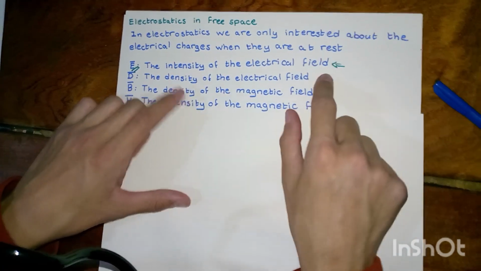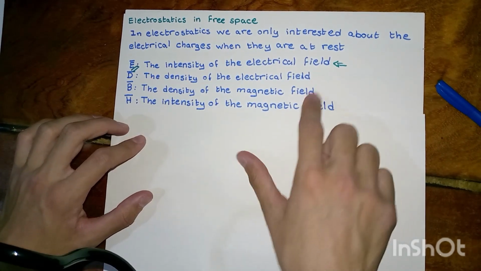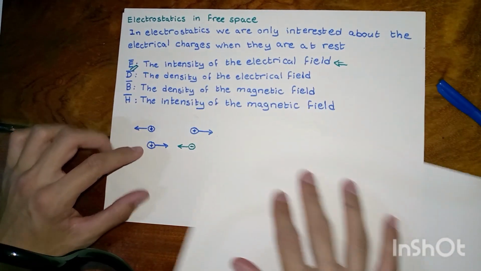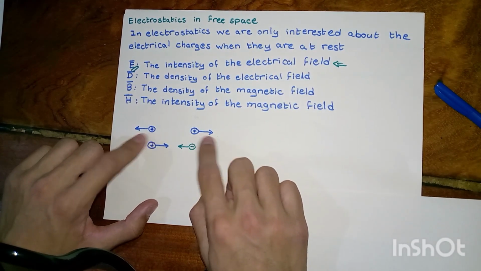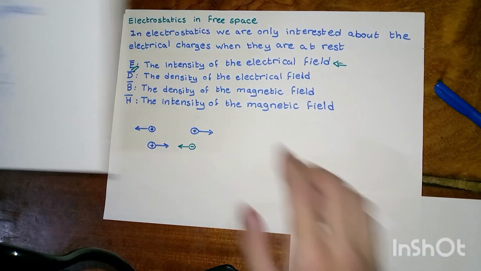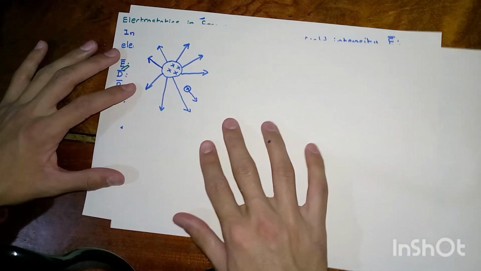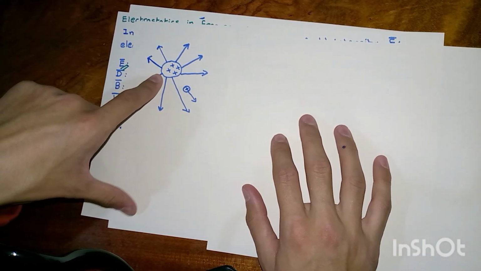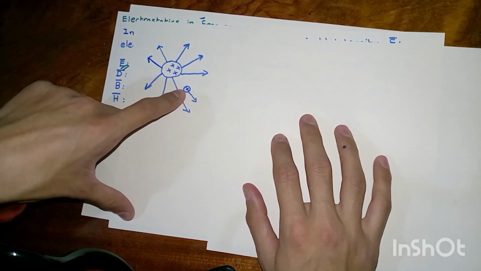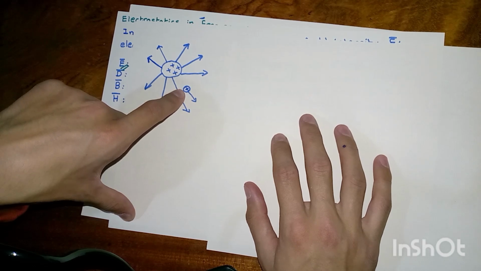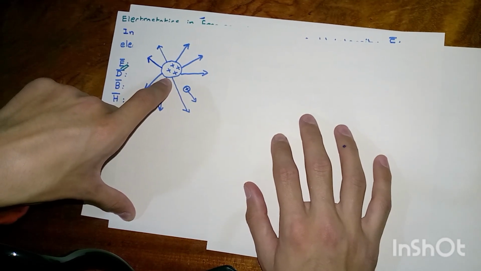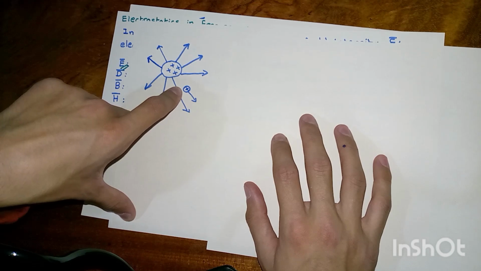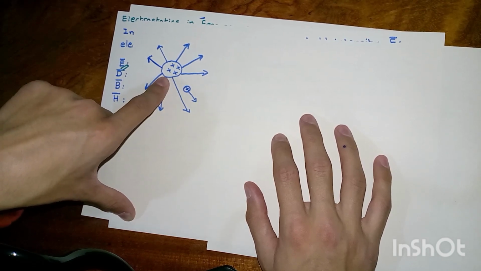So let's start by defining what the intensity of the electrical field is. Basically we know from elementary school that like charges repel each other and unlike charges attract each other. So if we have a big positive charge like this, and we put near to it a small positive charge, this charge needs to be small because we don't want its electrical field to affect the electrical field generated by the big charge. We call this the test charge. We will put the test charge close to this big positive charge.